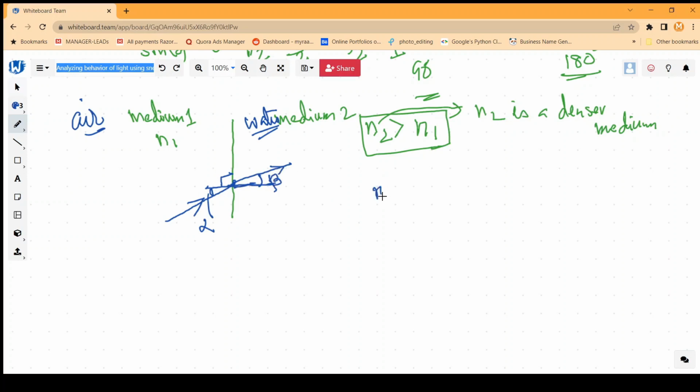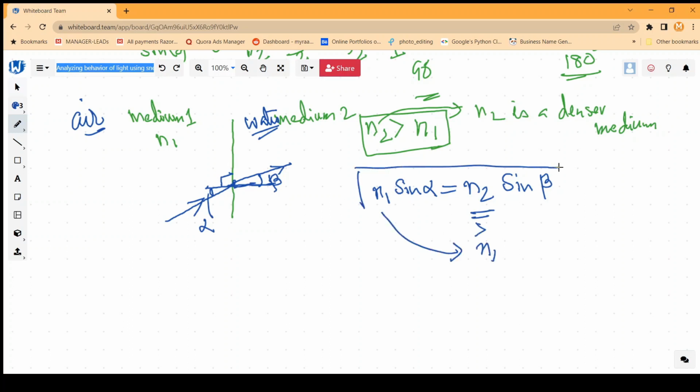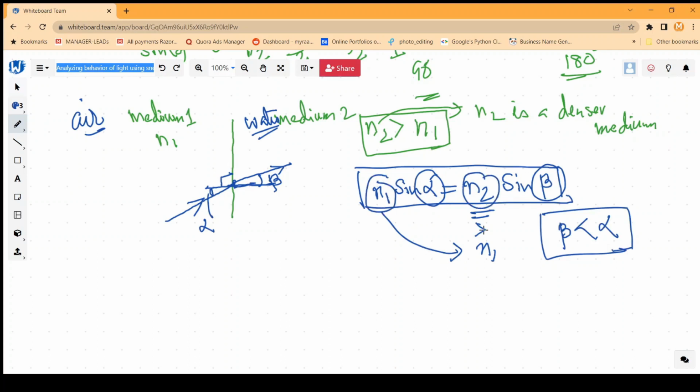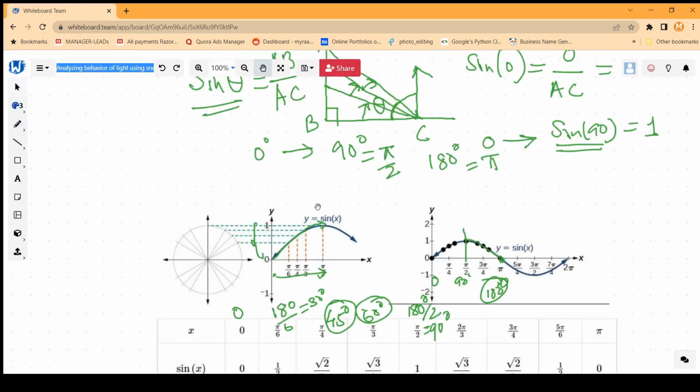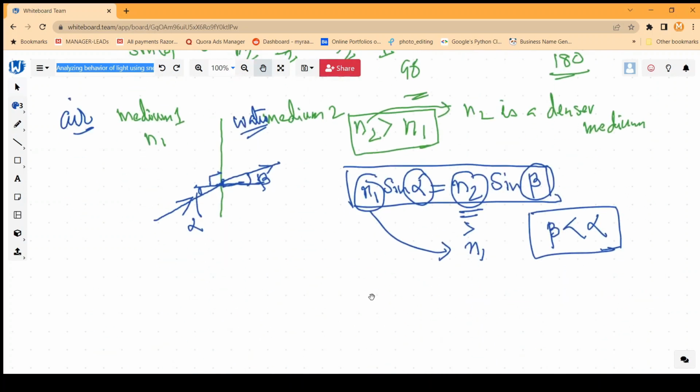And we can find that beta by simply plugging in n1 sine alpha equal to n2 sine beta, right? Now, as we said, n2 is greater than n1. So, for the Snell's law equality to hold, beta has to be smaller than alpha, right? Because the value of n1 sine alpha is constant, and if n2 is greater than n1, then sine beta has to be smaller than sine alpha between the range 0 and 90, because between 0 and 90 the value of sine is always increasing, right? So beta has to be less than alpha.